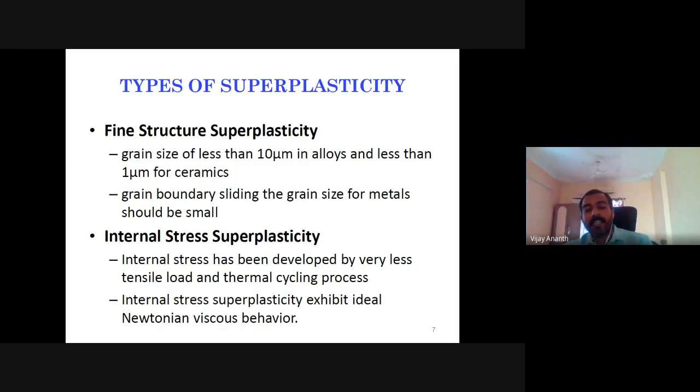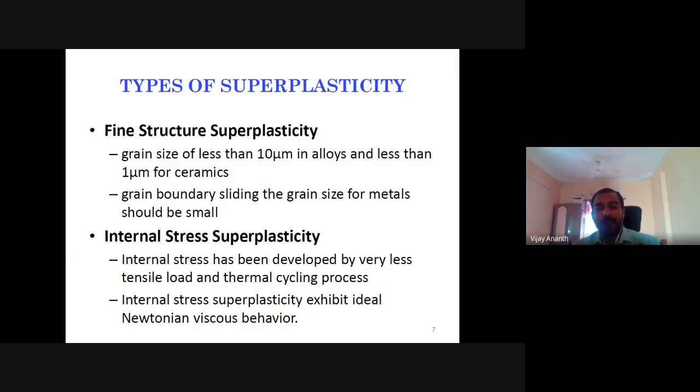But here in internal stress superplasticity, we heat the component as well as reduce the temperature also. Suppose for aluminum, we heat up to 450 degrees centigrade for the testing, then again reduce the temperature to about 300 degrees centigrade. This 150 degree heating and cooling happens in a cyclic process called the thermal cycling process. So what will happen? While we are heating the component, during the heating, the component will expand. And again, when we are cooling, automatically the component will shrink.